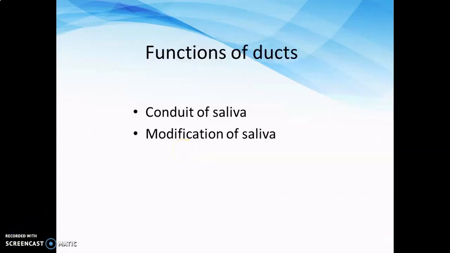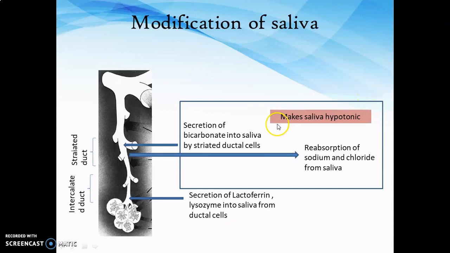So that's all about the structure of ducts. And coming to the functions of ducts, I told already they are not just conduit or passageway of saliva, but they also are involved in modification of saliva. The saliva secreted from the acini gets modified in various ductal system. So let's see how is that happening.